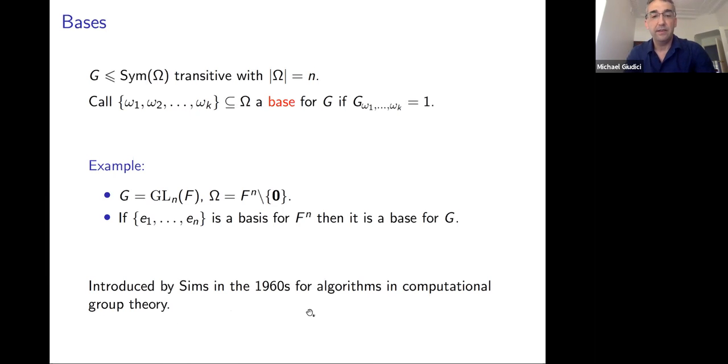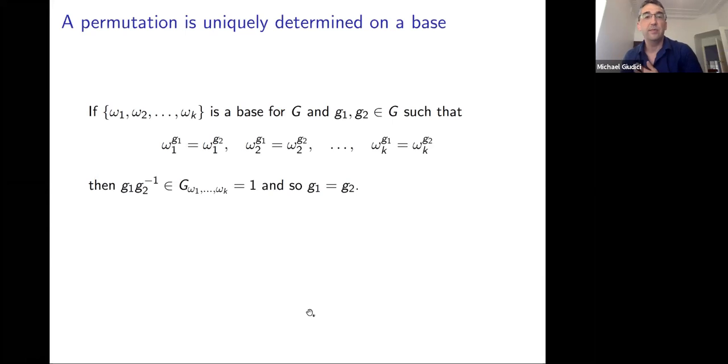Now, one reason why they're very useful is that essentially a permutation is uniquely determined by what it does on a base. If I have some base for my group G, omega 1, omega 2, up to omega k, and I have two elements in my group which agree on a base, that means the image of omega 1 under g1 is the same as under g2, the image of omega 2 under g1 is also the same as under g2, and so on. Well, then g1 g2 inverse is going to fix all my elements in the base, and so it must be the identity permutation, and so g1 is equal to g2.